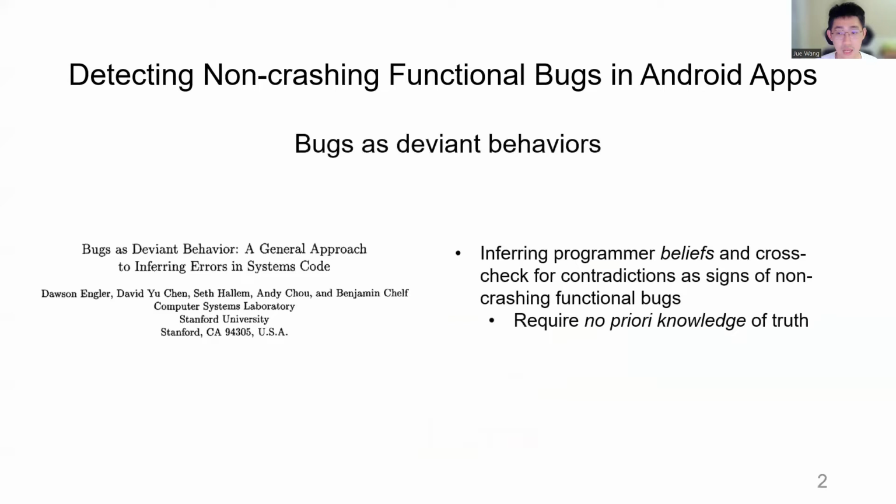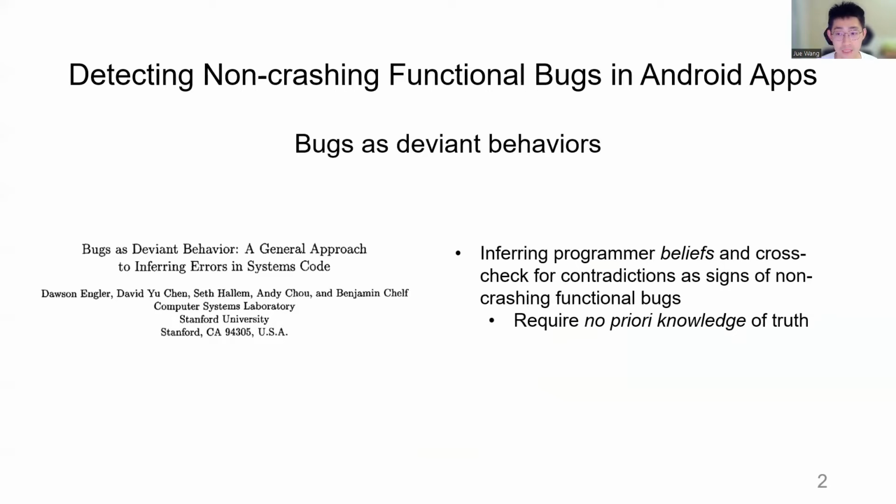Such an idea has long been used for automatically detecting non-crashing functional bugs in programs, introduced as the bugs as deviant behaviors idea in 2001. The main idea is to infer programmer beliefs and cross-check for contradictions as signs of non-crashing functional bugs. The main advantage of this approach is that no prior knowledge of truth is required, which is often hard to obtain.